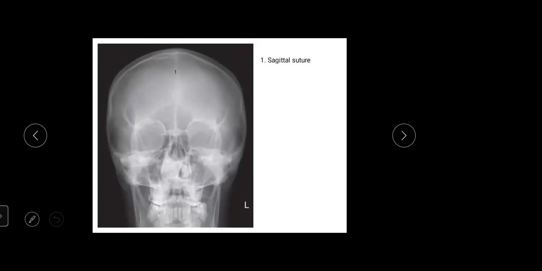Number one is the sagittal suture. Number two is the frontal sinus. And we will go to spot 3, which is the zygomatic-frontal suture, attached between the zygomatic process of the frontal bone and the frontal process of the zygomatic bone. Also, we see the superior and inferior projections from the ethmoid bone, which are the crista galli and the perpendicular plate of the ethmoid bone.